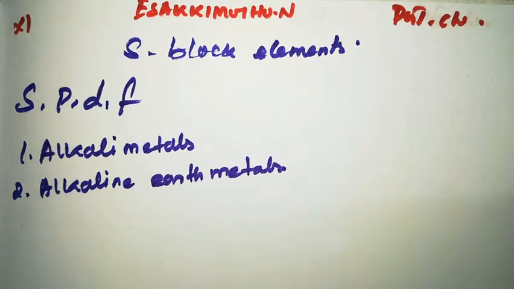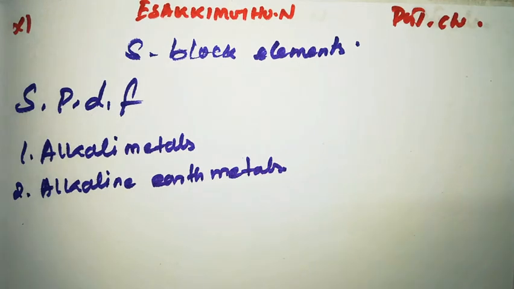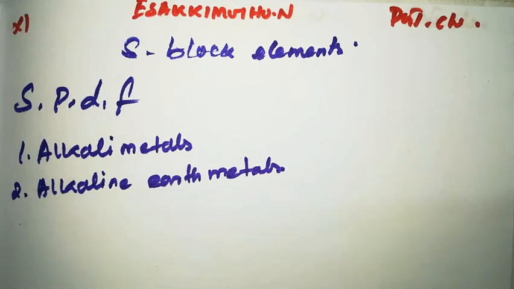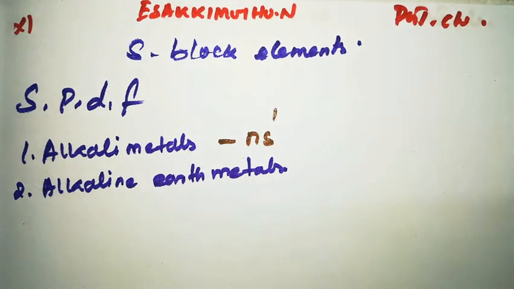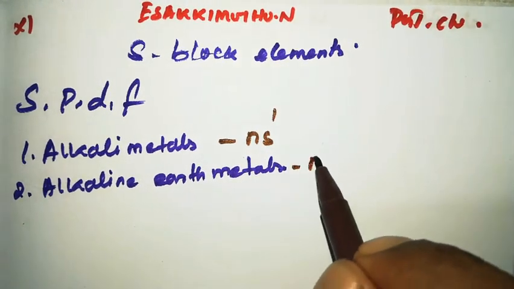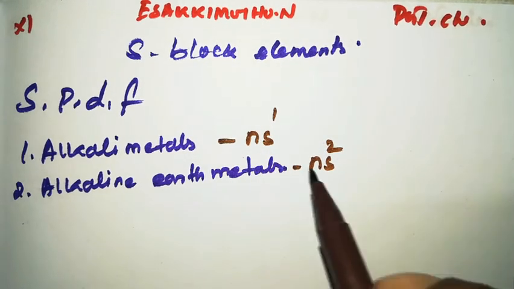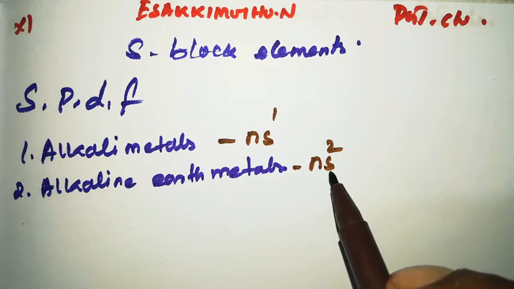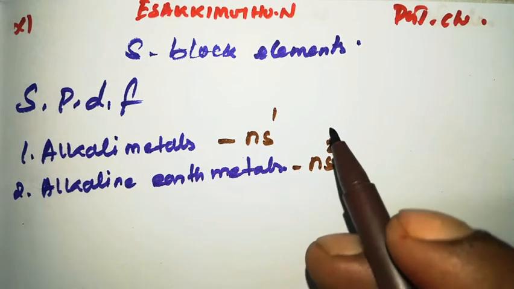So alkali metals and alkaline earth metals. Actually, the general electronic configuration of alkali metals is ns1, and of alkaline earth metals is ns2. Here n means the number of the s orbital. Okay, so first, what are the alkali metals?